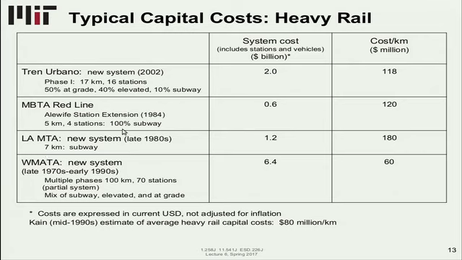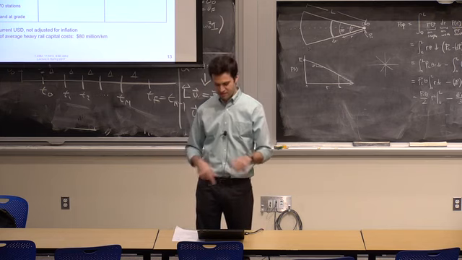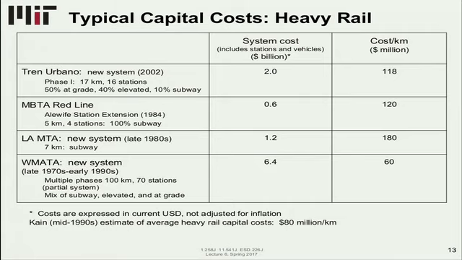The MBTA Red Line in 1984, it was extended to Alewife from Harvard. And that was a 5-kilometer extension, 4 stations. It was all subway. So it cost 0.6 billion, 600 million, and that comes out to $120 million per kilometer. All of these figures are in the dollar numbers of the year that they were built. They're not adjusted for inflation.